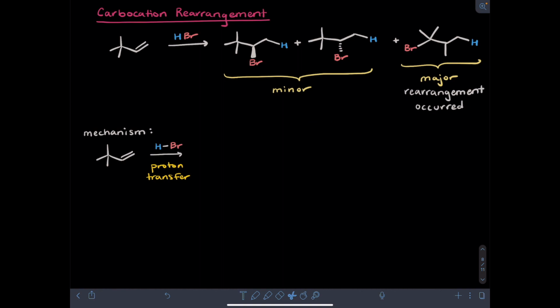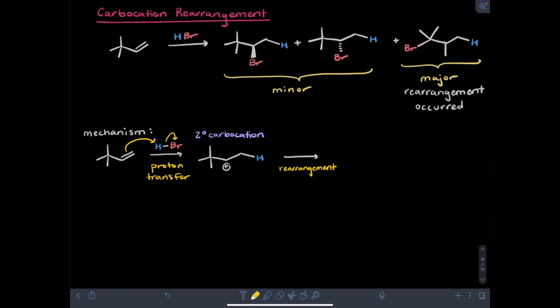The mechanism will begin with a proton transfer. I'll use the pi bond from the alkene as the base to deprotonate HBr. I preferentially add the hydrogen to the less substituted carbon of the alkene, so that I form the more substituted carbocation intermediate. In this case, it is a secondary carbocation.